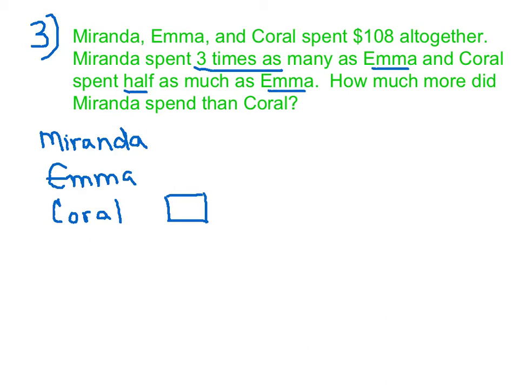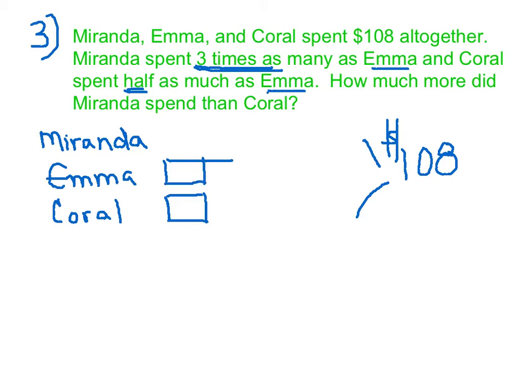Miranda, Emma, and Coral spent $108. So all together, they spent $108. Miranda spent 3 times as many as Emma, but I don't know what Emma spent yet, so I can't put that in. And Coral spent half as much as Emma. So if Coral spent half as much as Emma, then I've got to give Emma 2 boxes.